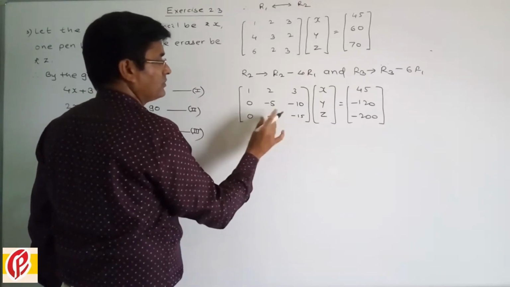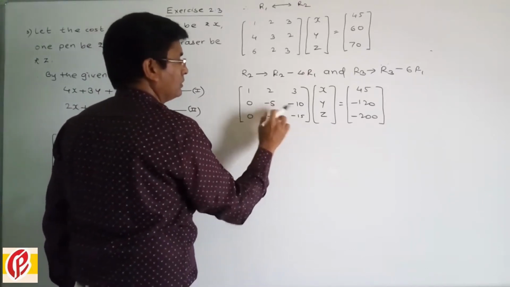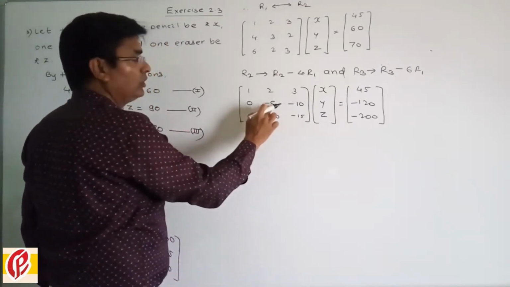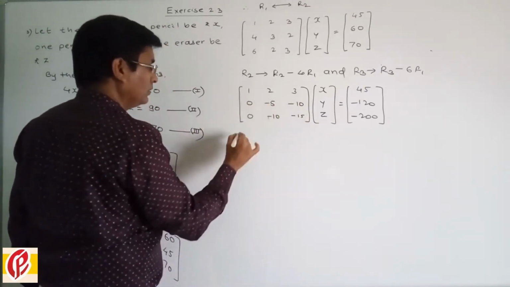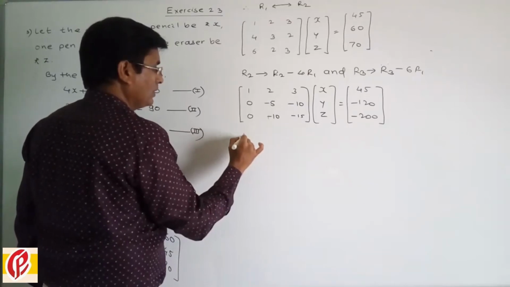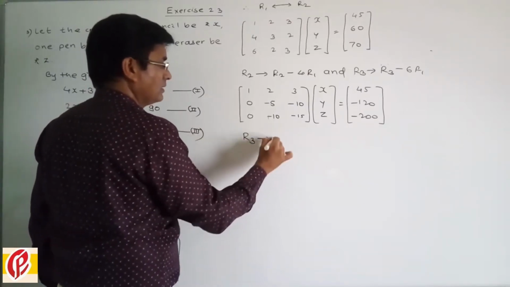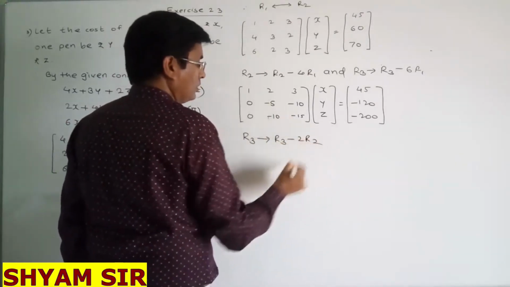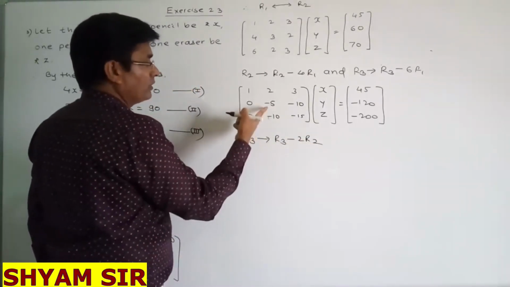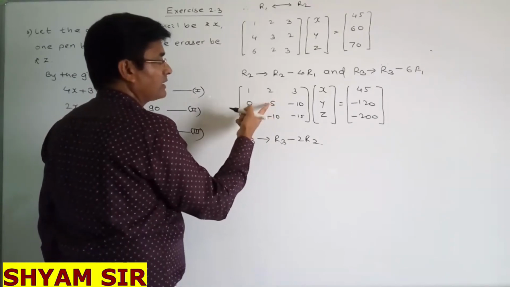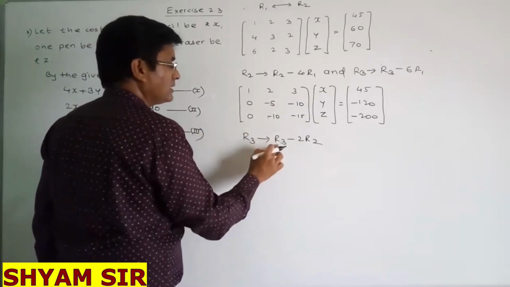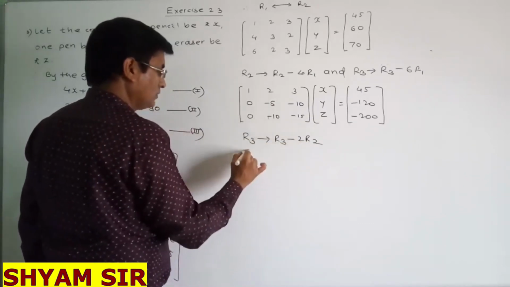Here should be 0. So R3 changes to R3 minus, you will have to multiply by 2 the second row. Therefore R3 changes to R3 minus 2 R2. What I told you last time: to make the 0 here, you will have to take the second row and third row. Okay, so R3 changes to R3 minus 2 R2.